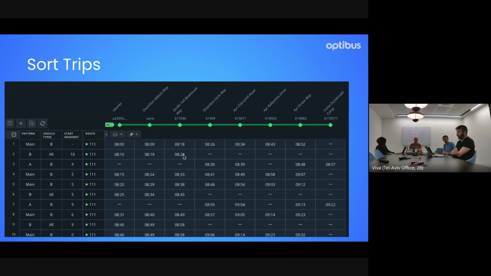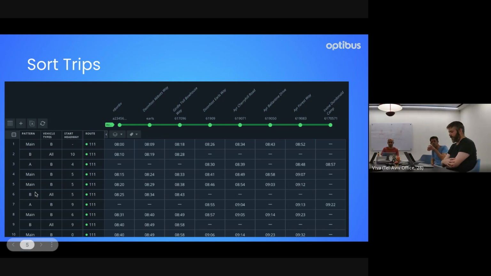And we can see that not all of the trips stop at all of the stops. This trip stops only at these 3 stops. This trip doesn't stop at this stop, because you can have many routes, many patterns of routes, and so on. So the problem here is how to sort these trips.